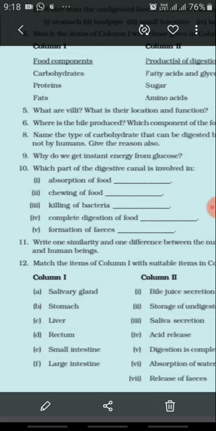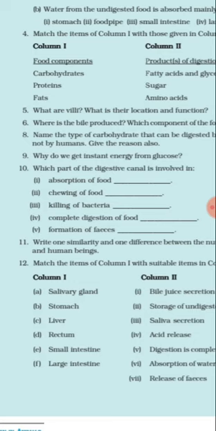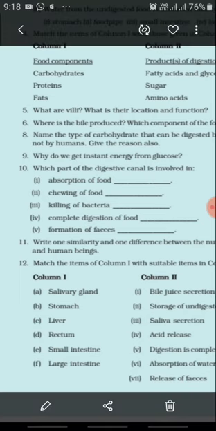Number 3, killing of bacteria. Killing of bacteria is due to the presence of hydrochloric acid inside the stomach, so the answer is stomach. Complete digestion of food takes place in the small intestine, so the answer is small intestine. Number 5, formation of feces. The answer is large intestine. Number 10, write one similarity and one difference between nutrition in amoeba and human being. So, you have to differentiate it.